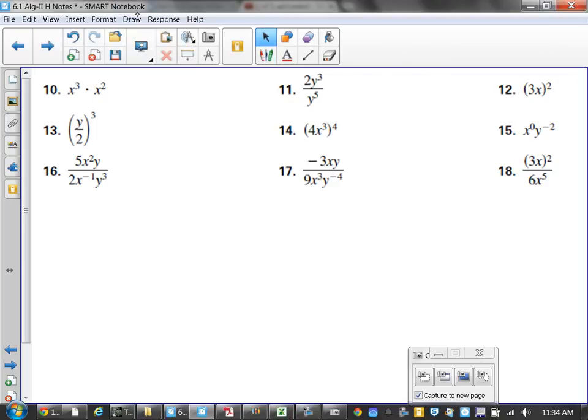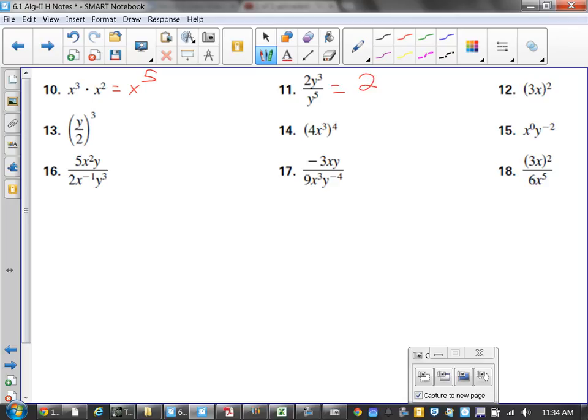I hope you got the first one right. Numbers first. Who wins the battle, a 5 or a 3? 5. So it's 2 over y squared. Quantity 3x squared, 9x squared. Very good. Square them both. Quantity y over 2 cubed.